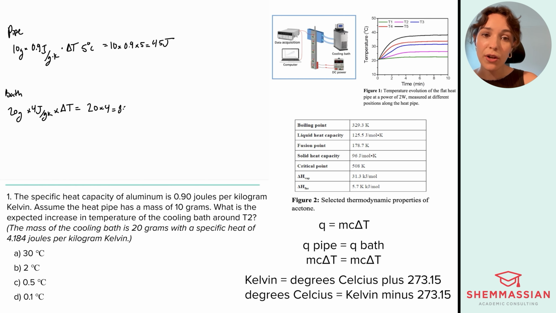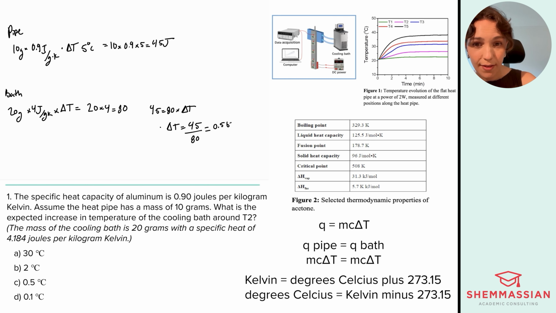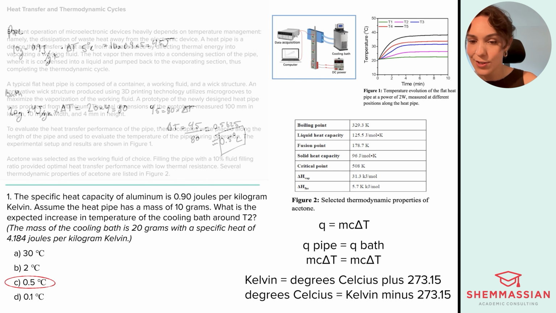So now we're solving 45 equals 80 times delta T. And that simplifies to delta T equals 45 divided by 80 equals 0.5625. And since we rounded down earlier using 4 instead of 4.184, this estimate is going to be slightly lower than the real value, meaning that the actual answer should be just a little bit smaller. So 0.5 degrees Celsius is the closest and the best choice, and that means C is our right answer.